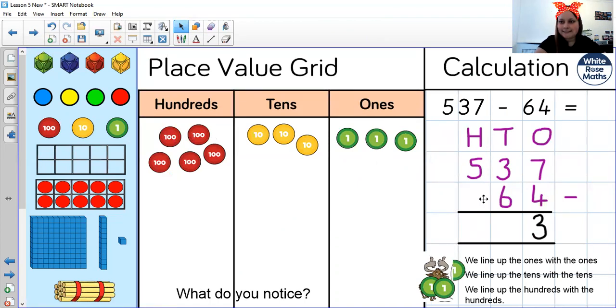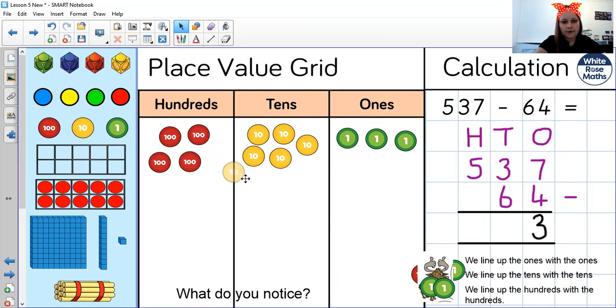Now I'm going to work out my tens. So 3 tens subtract 6 tens. Can I do that at the moment? No, as the tens in my minuend is less than the tens in my subtrahend. So I'm going to have to exchange. So I'm going to exchange 100 for 10 tens.